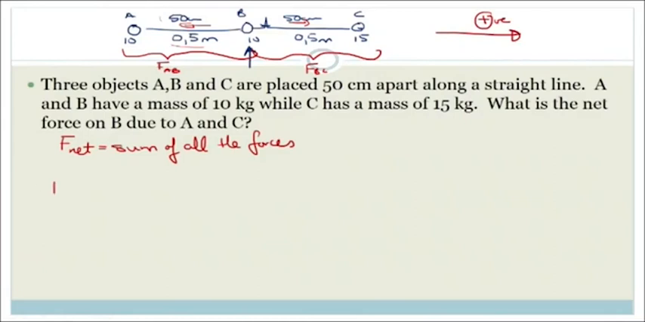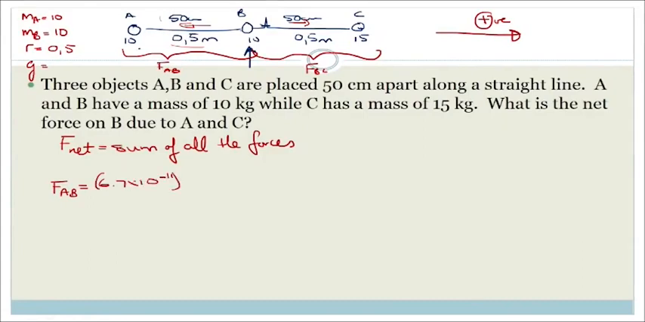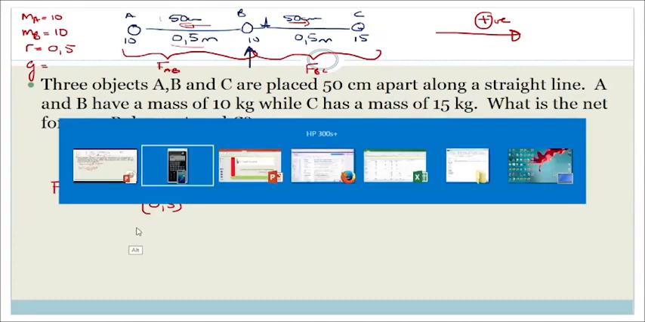So let's work out the force of AB first. Force AB. Okay, so let's first work out what we've got. The mass of A is 10. The mass of B is 10. The displacement is 0.5. And big G we know. So we can say it's equal to 6.7 times 10 to the minus 11, the mass of A is 10, the mass of B is 10, all over the displacement, which is 0.5, all squared. Okay, so let's pop that in our calculators.